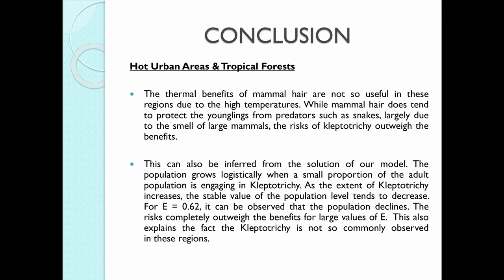The population grows logistically when a small proportion of the adult population is engaging in kleptotrichia. As the extent of kleptotrichia increases, the stable value of the population level tends to decrease. For E equal to 0.62, it can be observed that the population declines. The risk completely outweighs the benefit for large values of E. This also explains the fact that kleptotrichia is not so commonly observed in these regions.